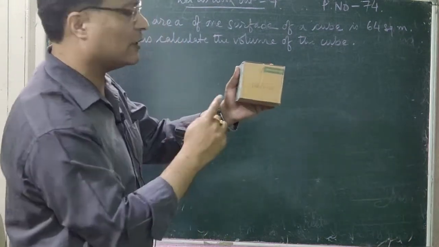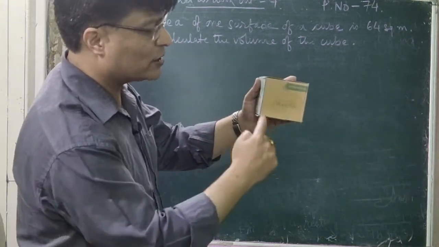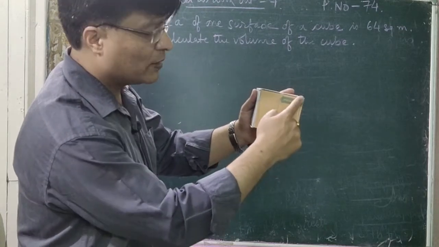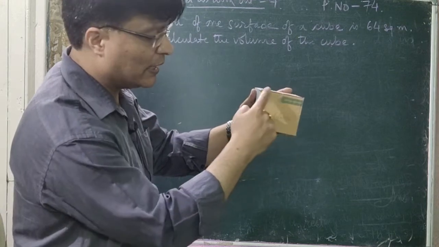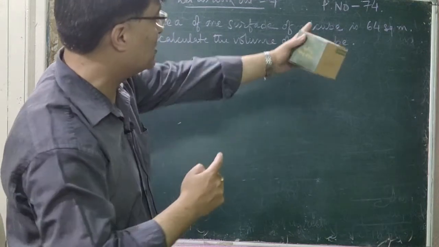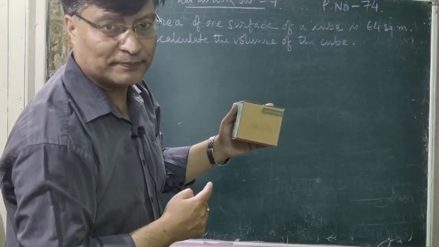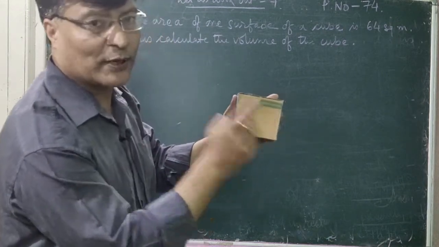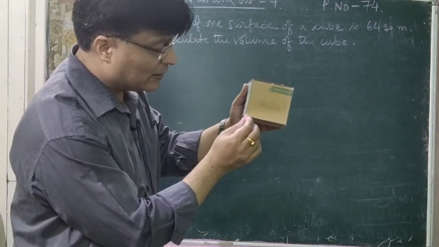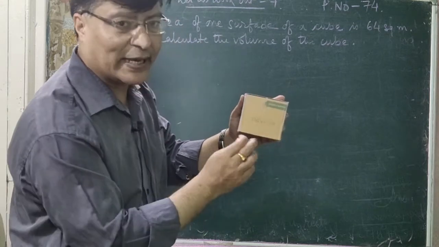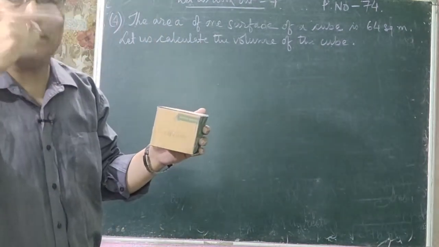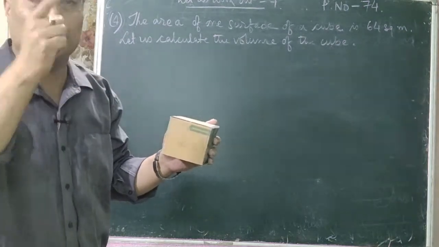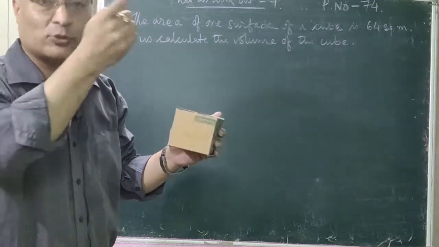त क्वेशनमा चाहिँ के दिएको छ? The area of one surface of a cube भनेको के हो? The area of this square is 64 square meter. त area of the square को फर्मुला के हो त? यदि length of each edge of the square a हो भने what is the area of the square? That is edge whole square or side whole square, that is your a square भइहाल्छ.